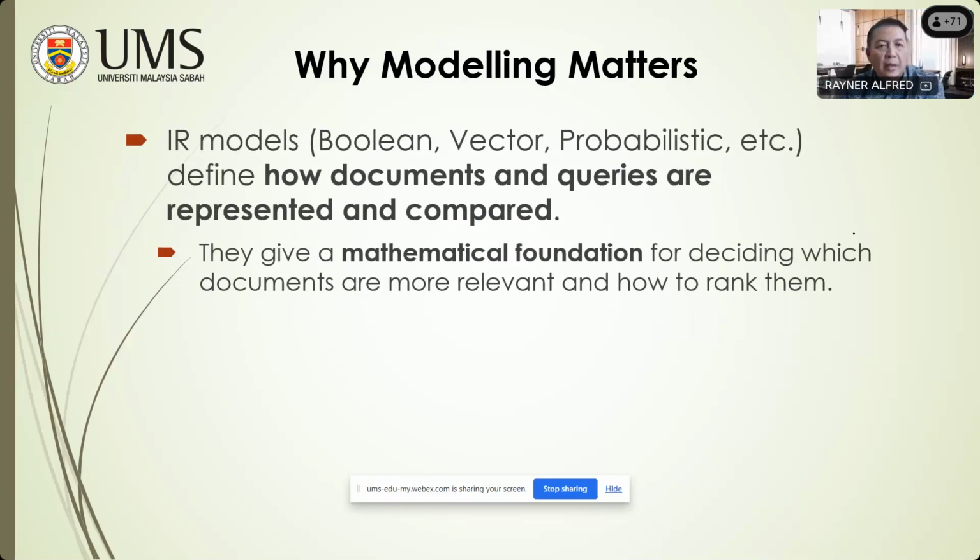So the model that we will look into will define how documents and queries are represented and how they will be compared to each other. Given the query, we have the weight or some signature on the query. We want to compare the distance between the query and the document, how similar they are, and how we quantify this. So we need a mathematical foundation on how we decide which documents are more relevant and how we rank them.